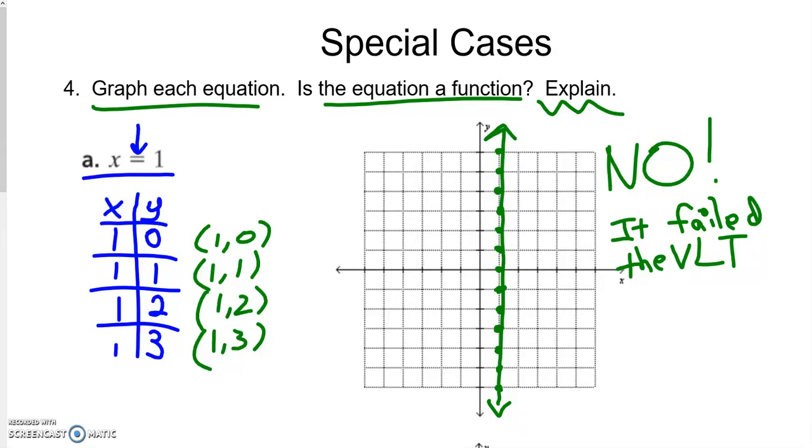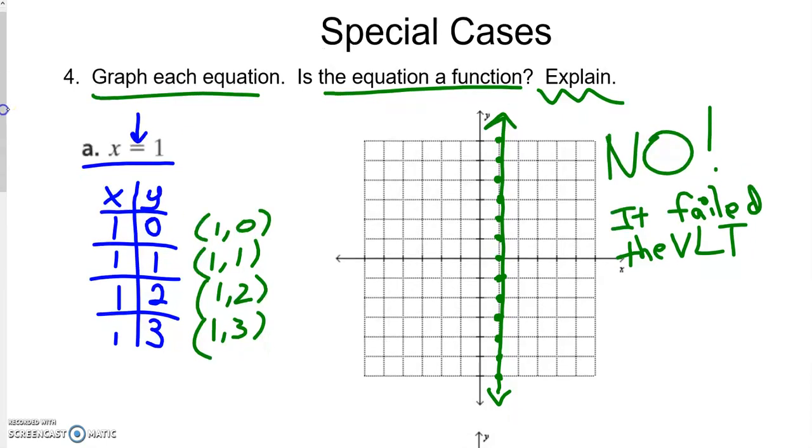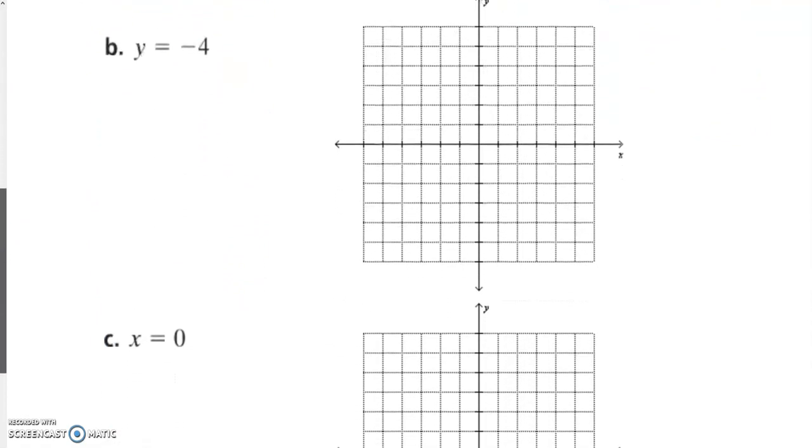And right now you might be saying, who cares if it's a function or not? As we go through this chapter, you're going to see the importance of knowing if it's a function or not.